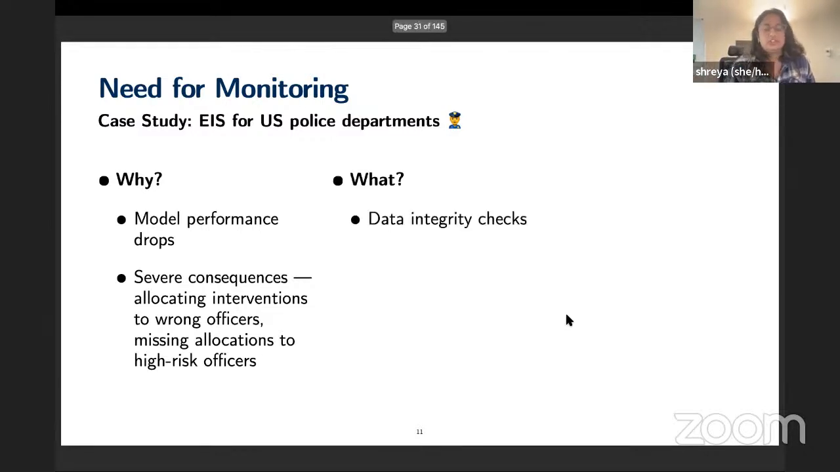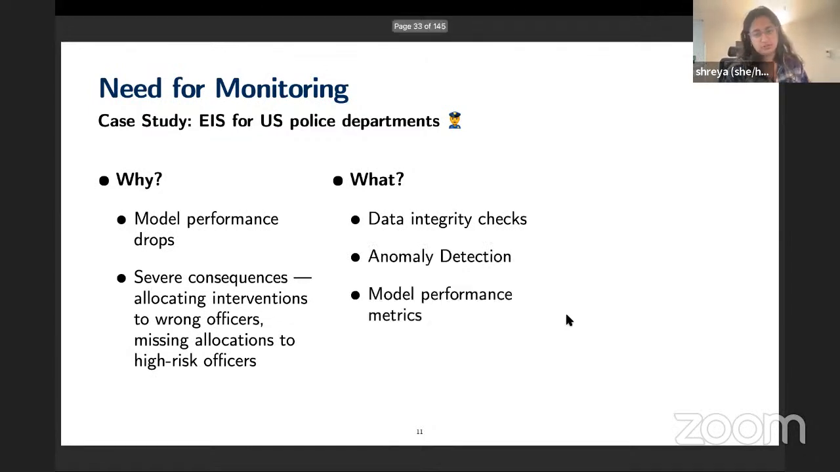So what did they actually do, right? The bottom line checks that they instrumented in their system were data integrity checks, to make sure our columns were complete, not missing data, etc. They had analysts comb through the data to come up with custom data integrity checks, which many of you are probably familiar with because this is what happens in organizations. And they did some form of anomaly detection, but they didn't talk too much about it.